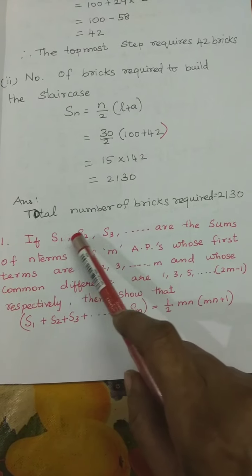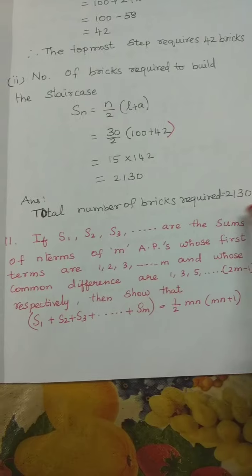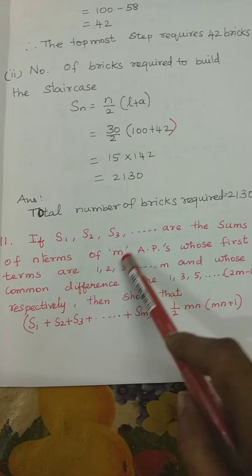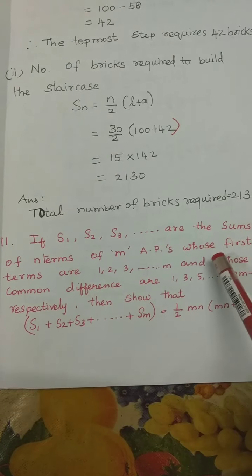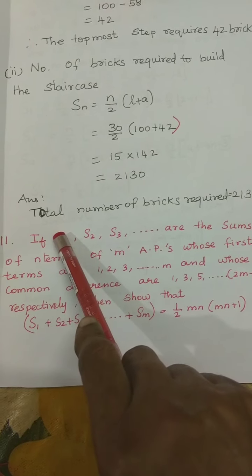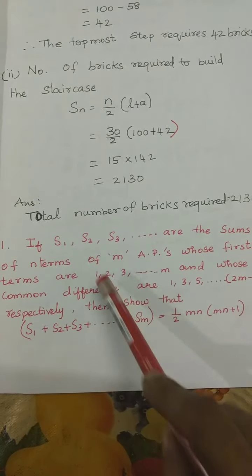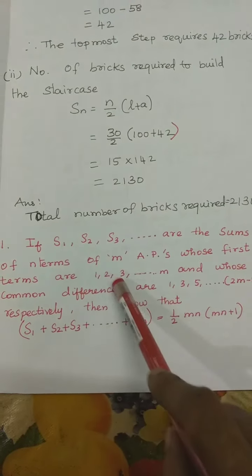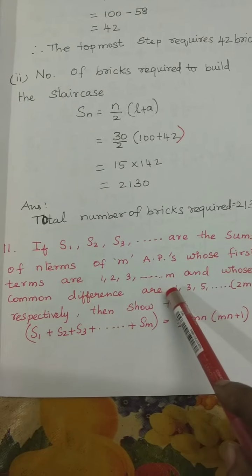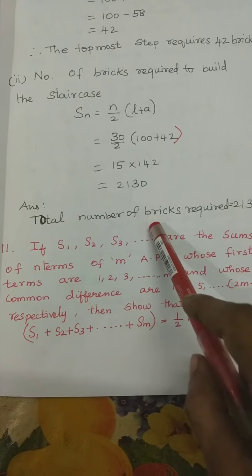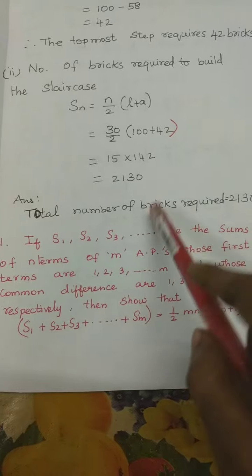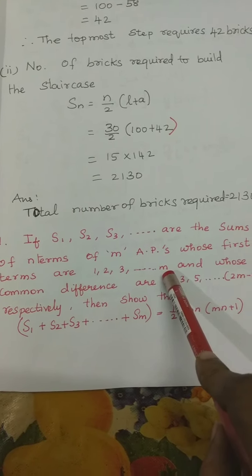If S1, S2, S3 and so on are the sums of n terms of m APs whose first terms are 1, 2, 3 and so on. For the first AP the first term is 1, for the second the first term is 2, for the third it is 3, and for the last, Sm, the first term is m.